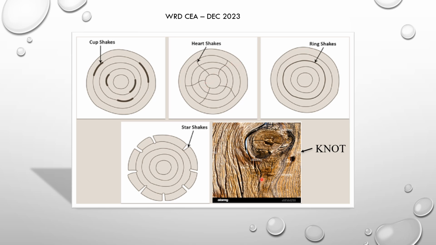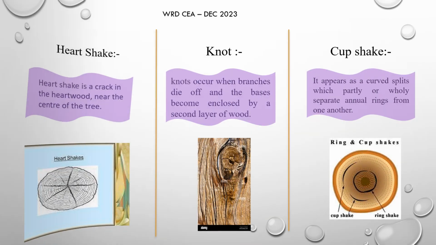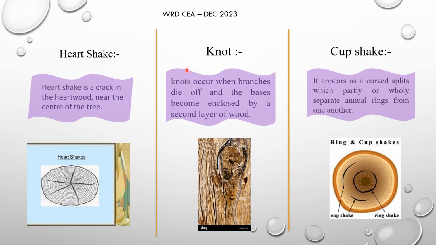Then next is knot. Knot is a defect formed in timber due to cutting off or dying off of a branch from the timber or a tree. Then this is the theoretical part related to heart shake, knot and cup shake. You can go through this.